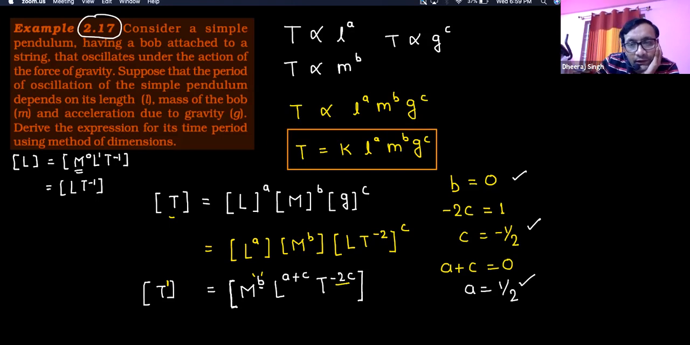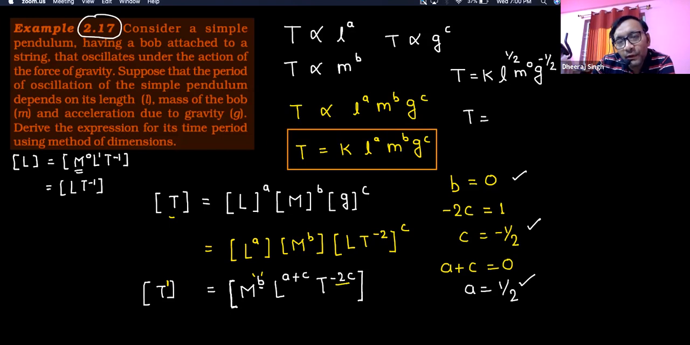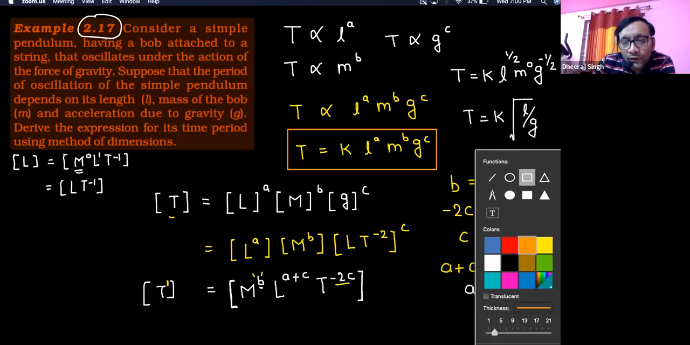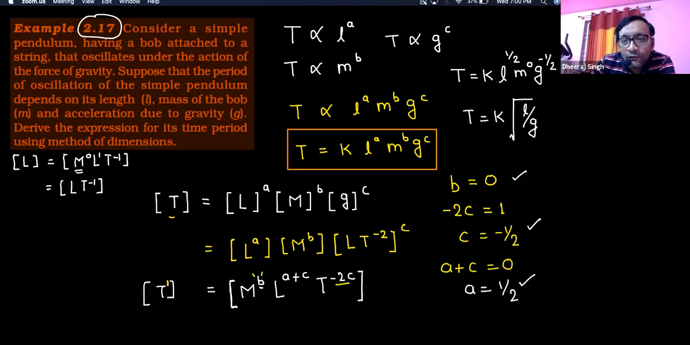So this problem is solved. We'll be getting T is equal to some constant times L to the power half, M to the power 0, since B is 0, and G to the power minus half. So you will get T is equal to some constant times root over L by G. So you can see here, even if you don't know the formula, all you have to know is what parameters it depends on, and you'll get the formula itself.